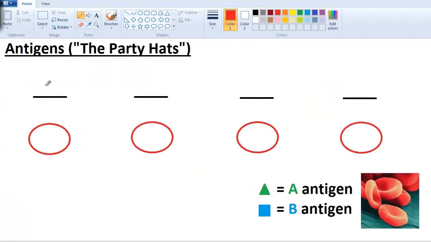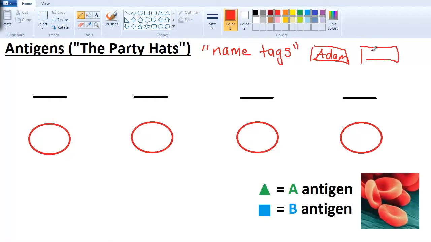Alright, moving on. Let's first talk about antigens and then we'll talk about antibodies. So antigens, I call them the party hats, or another thing to call them is name tags. For example, if you're at some sort of gathering and your name tag says Adam on it, your name is Adam. Or if your name tag says Bob on it, your name is Bob. Or you can just use the first letter, A and B. If you have both of them together, like first and last name, your name's Adam Bob. If you don't have any of them, now you're just O alone or something.